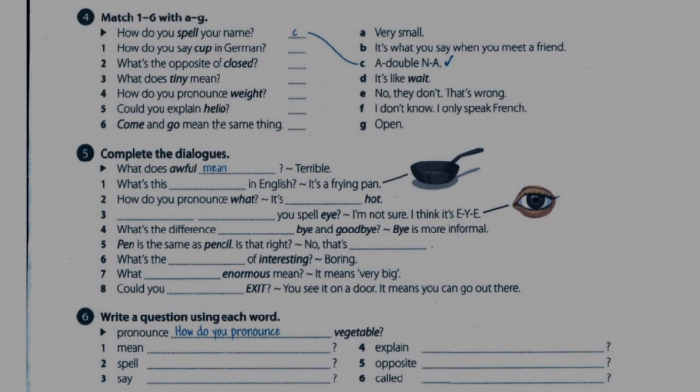Number 3. What does tiny mean? Very small. Number 4. How do you pronounce wait? It's like wait. Number 5. Could you explain hello? It's what you say when you meet a friend. Number 6. Come and go mean the same thing. No, they don't. That's wrong.